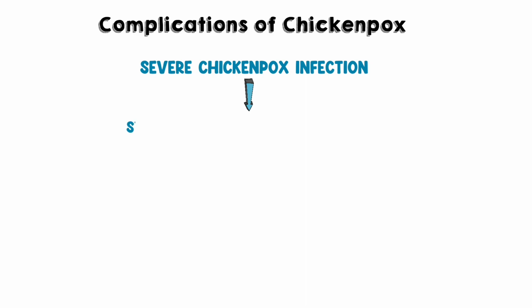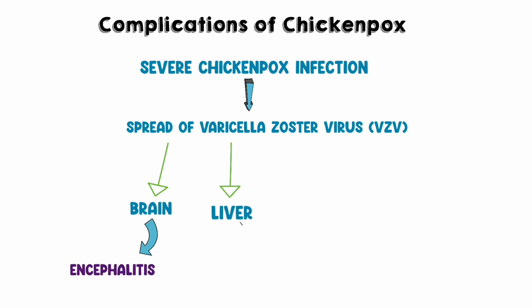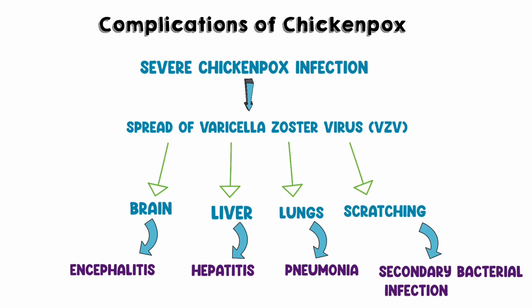Now the complications of chickenpox. Severe chickenpox infection leads to spread of varicella zoster virus. If the virus reaches the brain, it can lead to encephalitis. In the liver, it can cause hepatitis. In the lungs, it can lead to pneumonia. It can also cause scratching from itching, which leads to secondary bacterial infection, and this is the most common complication of chickenpox.